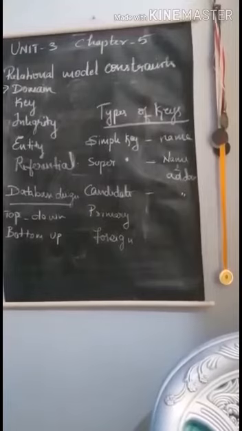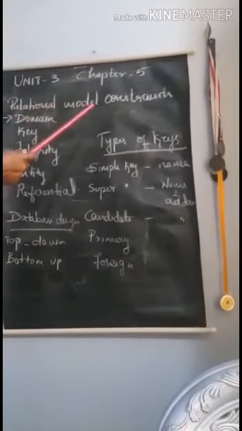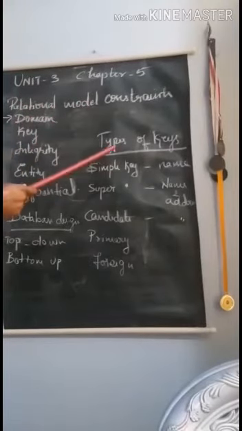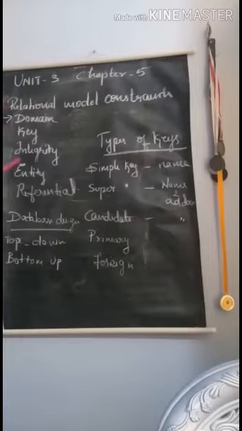Good morning, all. Today we are going to see chapter 5, that is unit 3, functional dependency and normalization for relational databases. Under this chapter, we'll see three different topics today: relational model constraints, types of keys, and also database design. So I'll just brief you about all these topics. So we'll see first the types of relational model constraints.